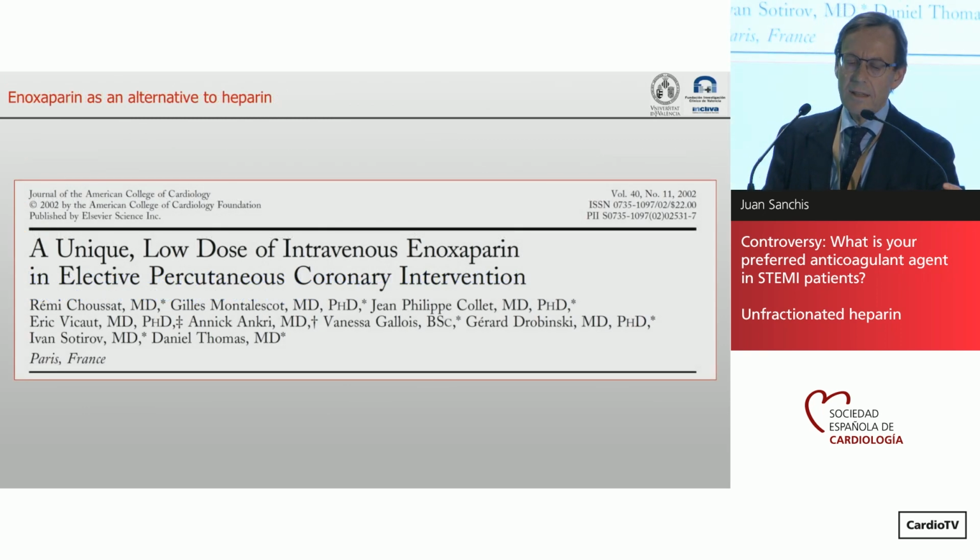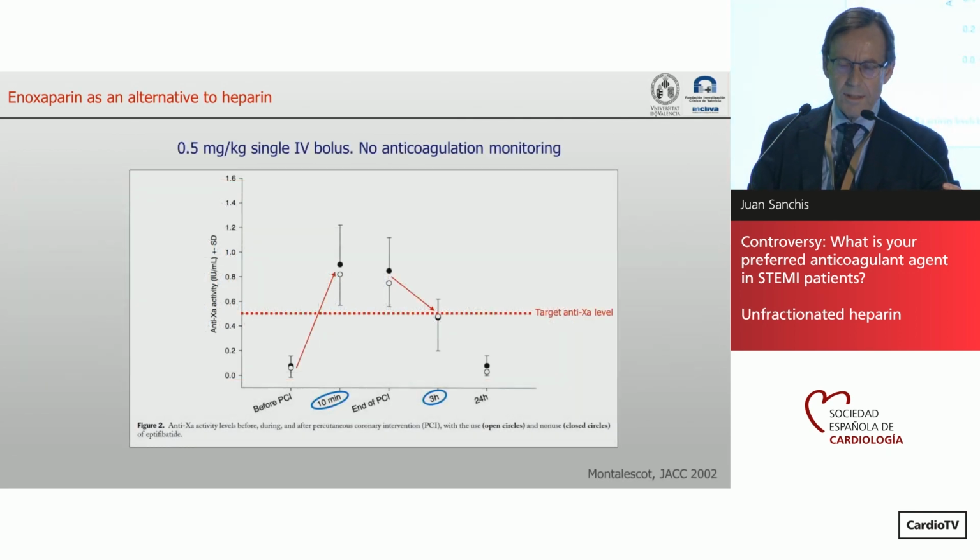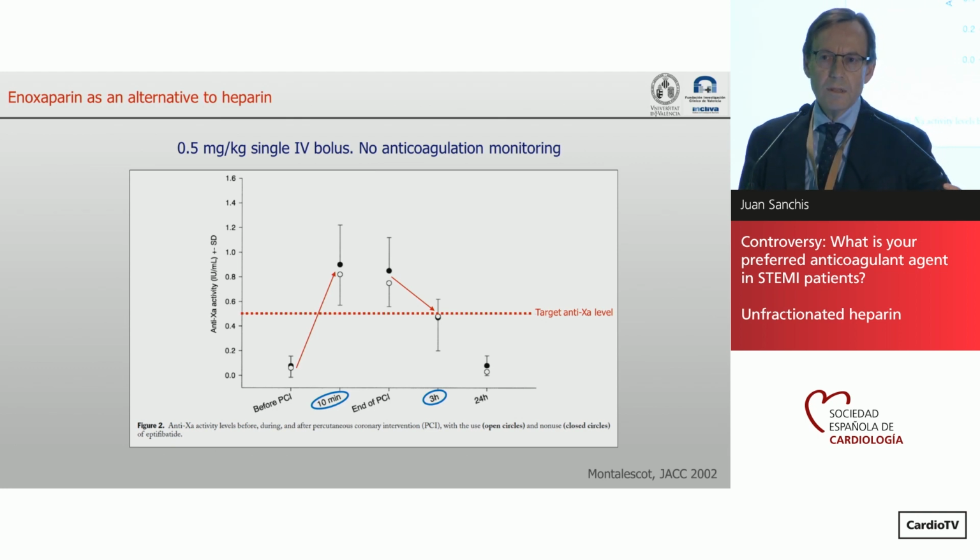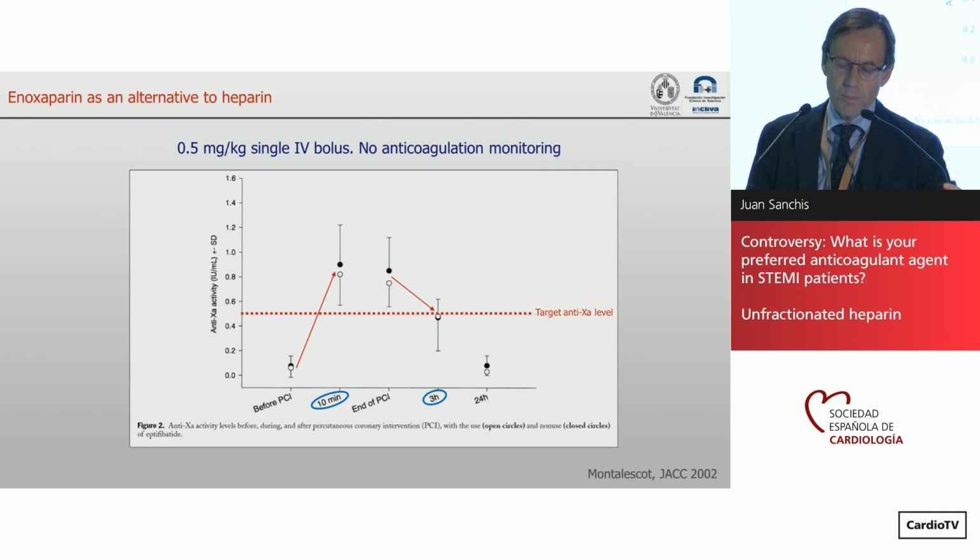Enoxaparin is an alternative to heparin. This pilot study on PCI patients demonstrated that after a single IV bolus, enoxaparin had a very rapid effect on factor 10A and short half-life without the need of anticoagulation monitoring. These properties make enoxaparin ideal for PCI procedures.